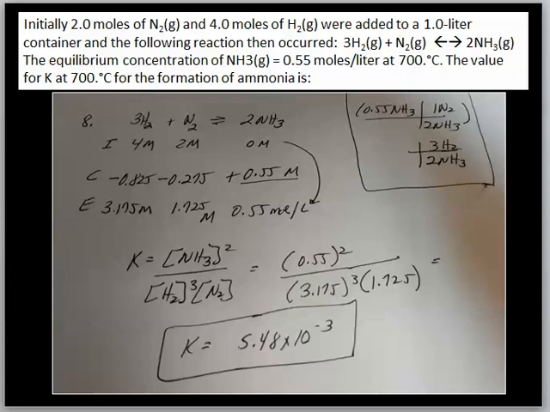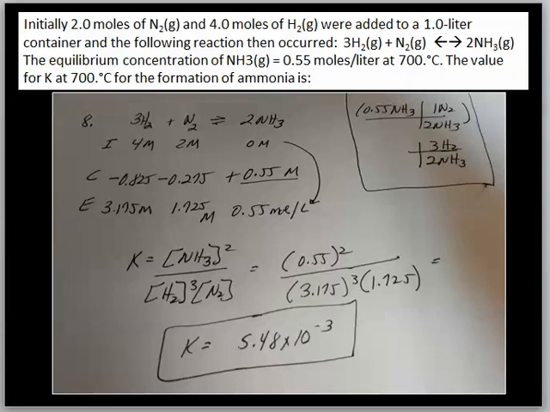In question number 8, they've given you moles again, but this time they were nice enough to give it to you in a 1-liter container. So notice they gave you moles for nitrogen and hydrogen, but for ammonia, they gave you molarity. So you want to make sure, especially if the volume of that container is not the same, that you take the time to make sure that you're always in molarity for everything.